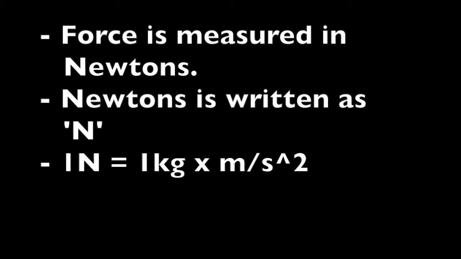Now, let's take a look at Newton's 3 laws of motion. Newton's first law of motion states that an object at rest will remain at rest unless acted on by an unbalanced force. An object in motion continues in motion with the same speed and in the same direction unless acted upon by an unbalanced force. This law is often called the law of inertia.